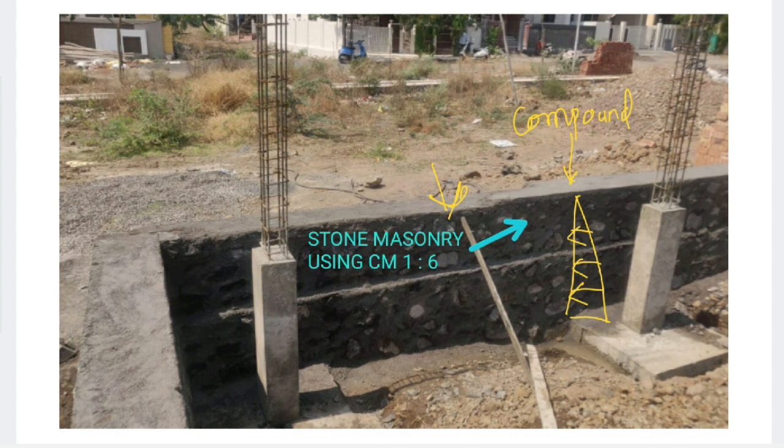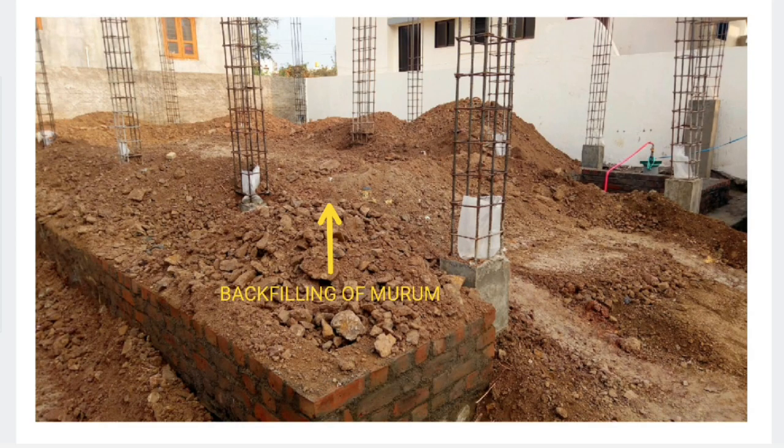So that it acts as a retaining wall also, as well as a foundation for the compound wall. Here you can see the backfilling of muram. Better grade muram is to be used for backfilling. You are not supposed to go for the black cotton soil. Filling is to be done using the muram itself.